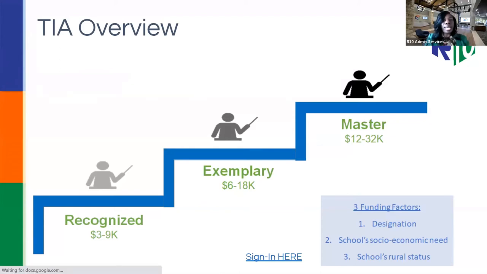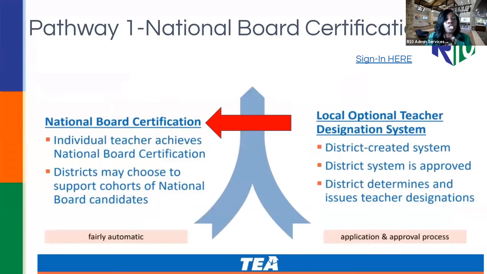Today, as I mentioned, there are two pathways to teacher incentive allotment. And today we're going to focus in on the one with the big red arrow, which is National Board Certification.